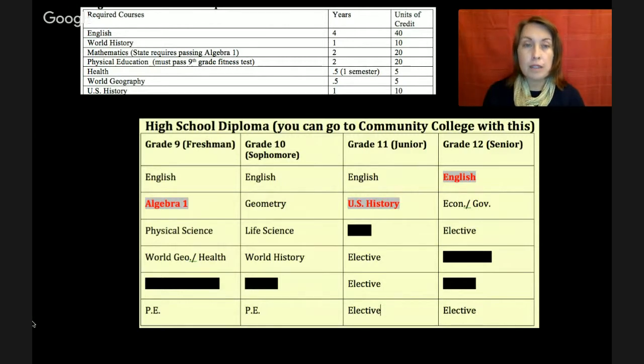The last item on the list is U.S. history, and it is 1 year long. So if you look, I have placed U.S. history in the 11th grade column, and you need to be filling that in. So now that I have shown you how to read the requirement course list and fill it into a 4-year plan, we're going to pick up our pace for this next section.